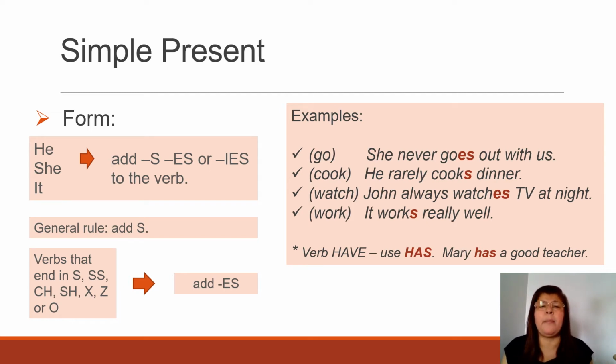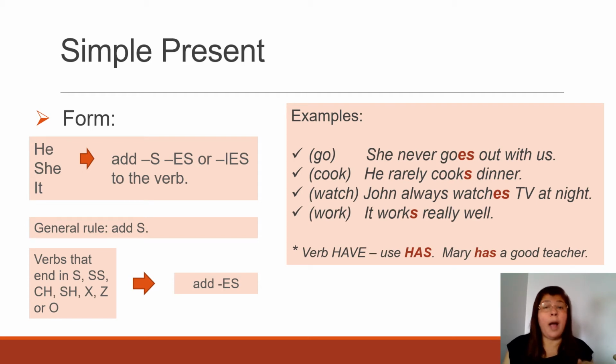Let's see some examples. The verb go. Go ends in O, so you add es. She never goes out without us. So she, third person singular, you have to add es because the verb ends in O. Cook. Cook, is it s, double s, c, h? No, it's not. So it's general rule. You add only the s. He rarely cooks dinner. He, third person singular, the verb must take an s.